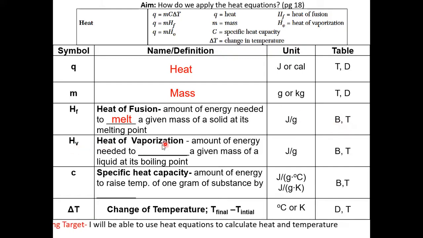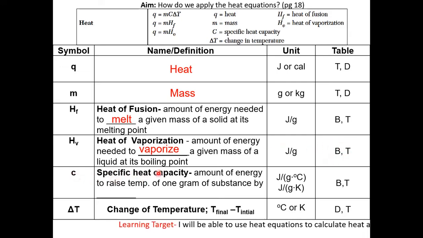Hv is the heat of vaporization. It is the amount of energy needed to vaporize a given mass of a liquid at its boiling point. The unit of Hv is joules over gram. The heat of vaporization of water can be found on Table B on your reference table.